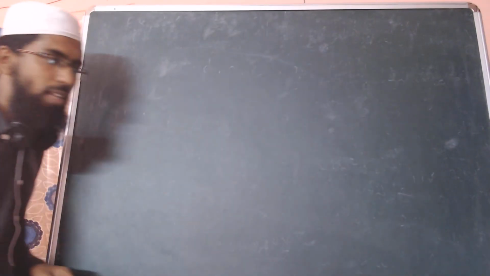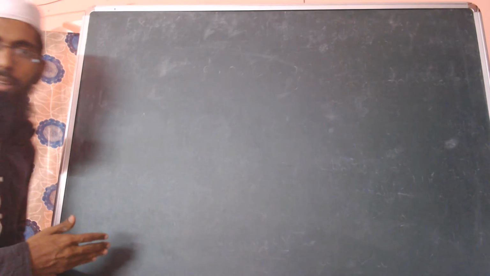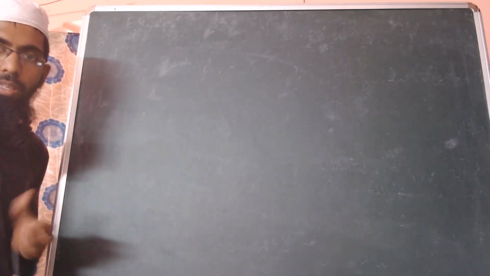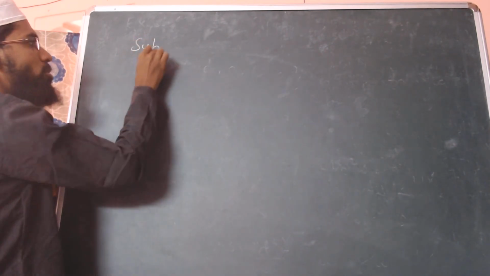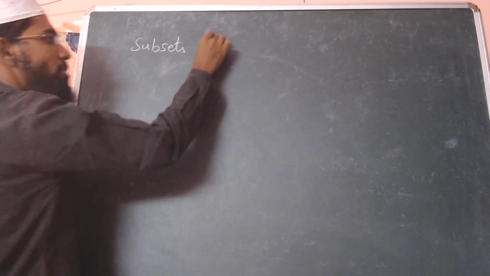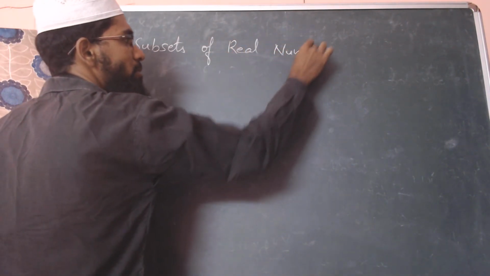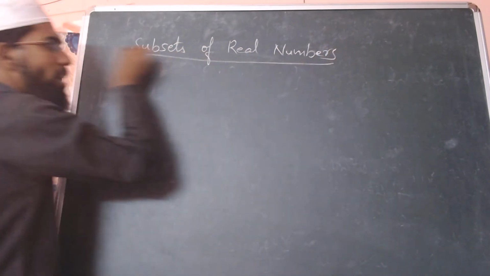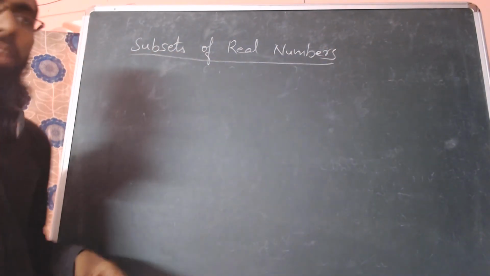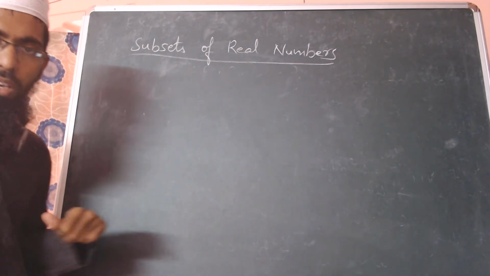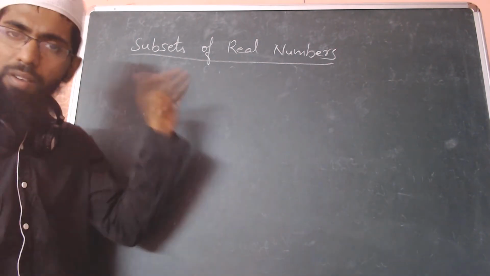In last class we started with the concept of subsets. What is a subset? Now we'll see a concept called an interval. What is an interval? Subsets of real numbers. We have many subsets of real numbers. Even the natural numbers are a subset of real numbers. The integers are also a subset of real numbers. Whole numbers are also a subset of real numbers. Rational numbers are also a subset of the real number system.